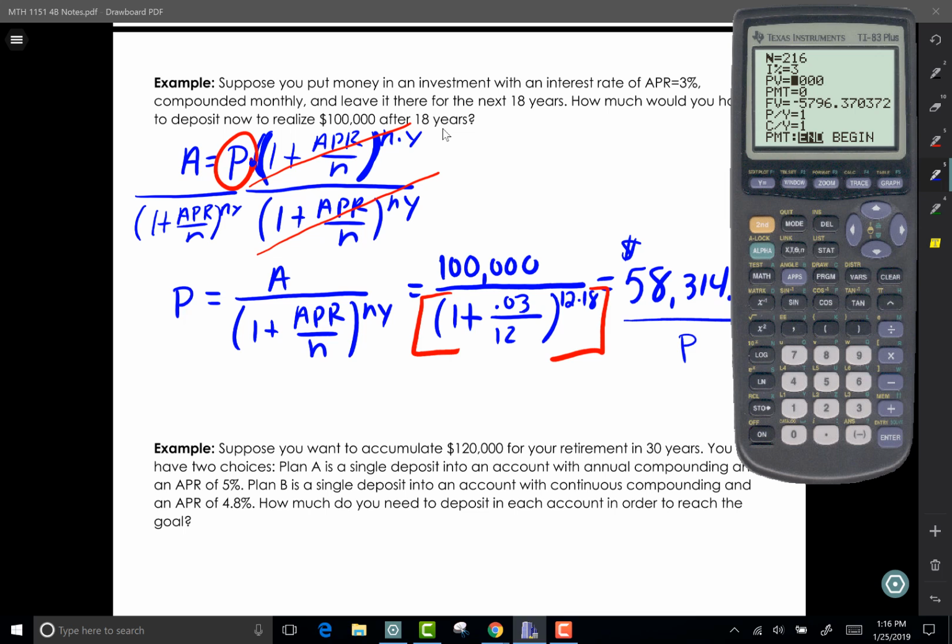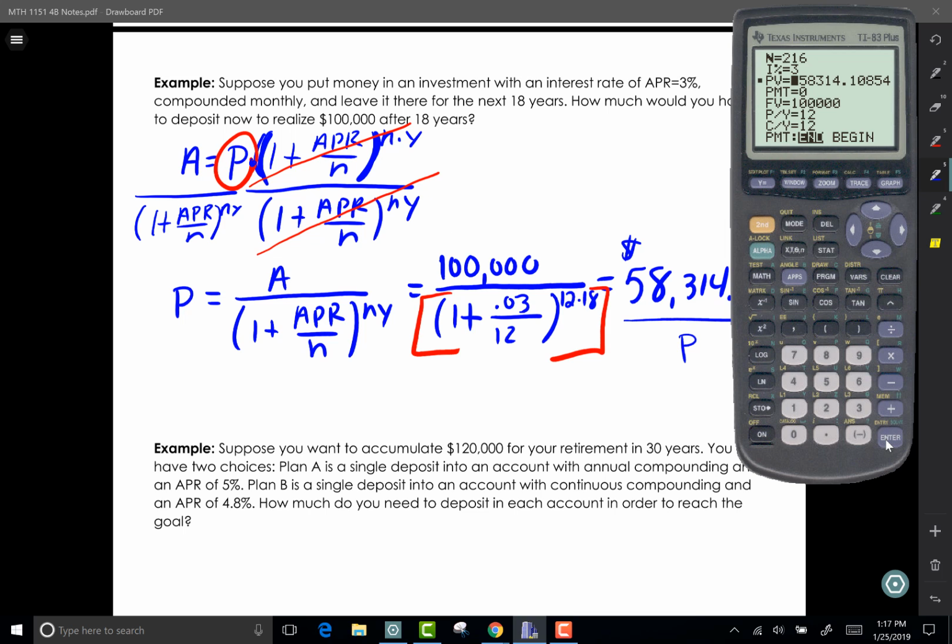What do we need to have right now, presently, if I want to have a certain amount in the future? So I'm going to leave the PV alone. We're not making any payments here. My future value, that's what I want to have in the future, so that's 100,000. And my little n, what it's compounded per year, that's monthly, so this is going to be 12. Then I go up to my present value, because that's what I'm trying to find, and I'm going to hit alpha and enter to solve.